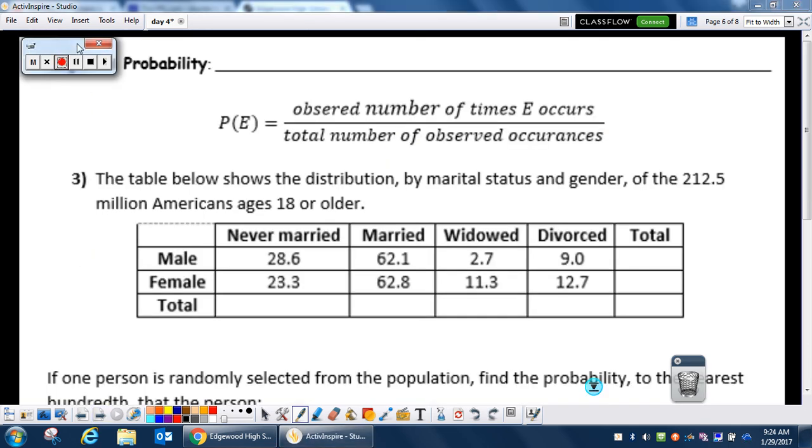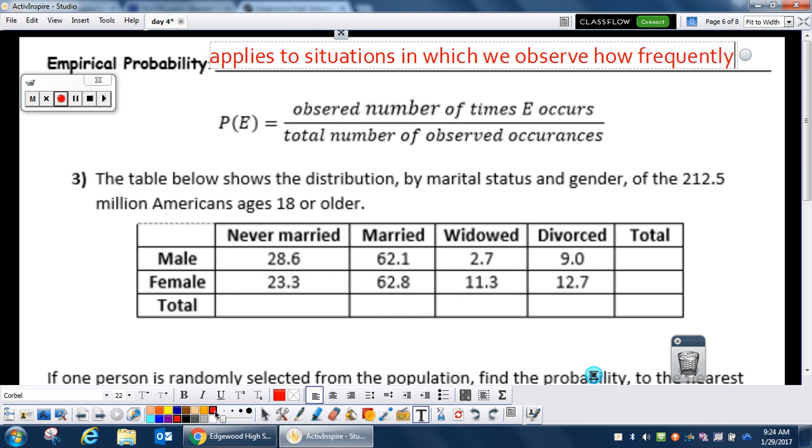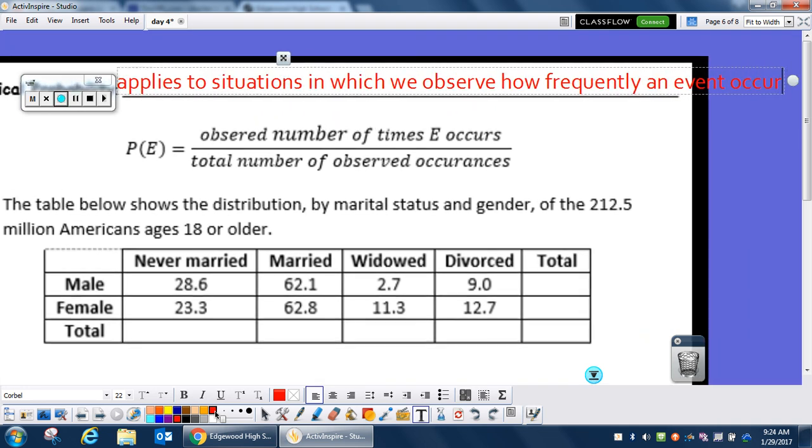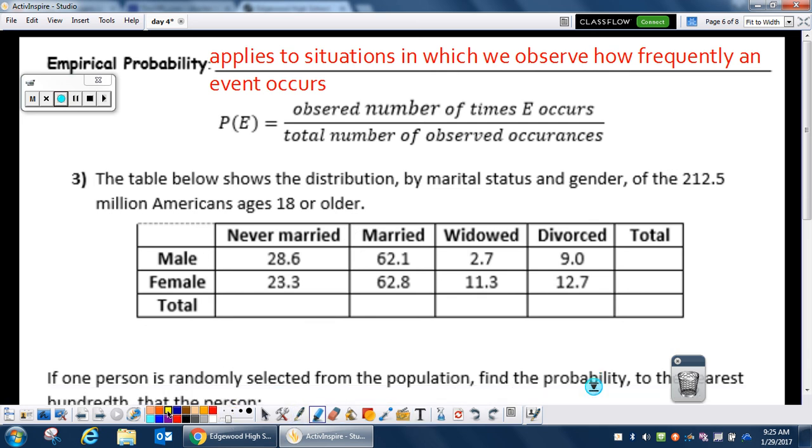Empirical probability applies to situations in which we observe how frequently, so how much something happens, an event occurs. So you're going to be seeing a lot of charts, and you're just going to have to interpret the chart. So empirical probability is the number of times an event occurs over the total number of occurrences.